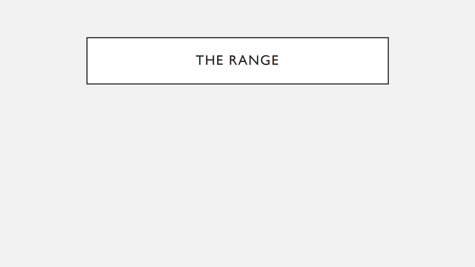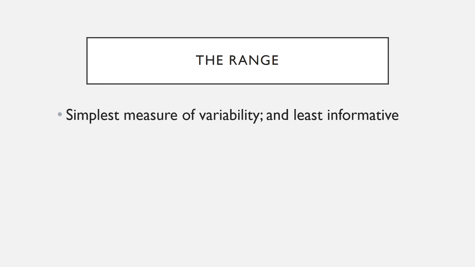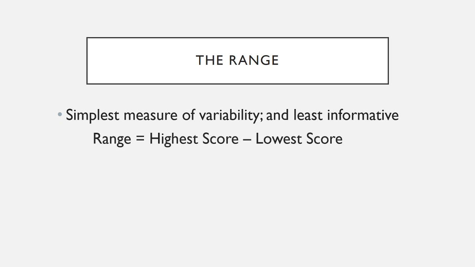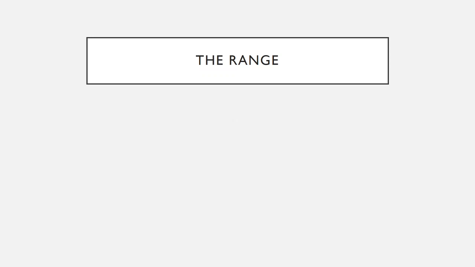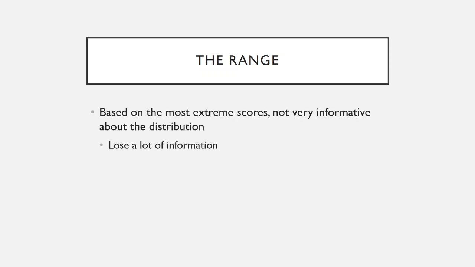The most basic and the least informative way to do this is to just calculate the range. This is the simplest way to get variability. It's just the highest score minus the lowest score. So in this particular set of scores, you just subtract that 4 from the 31, range of 27. It gives you a really basic sense of the variability of your scores. It's not particularly informative, though, because you do throw out a ton of information. The range is just derived from the most extreme scores, the lowest and the highest score.